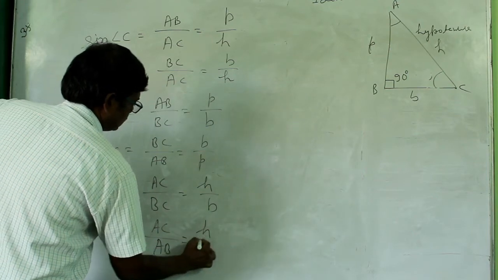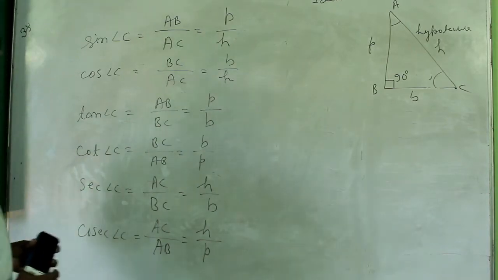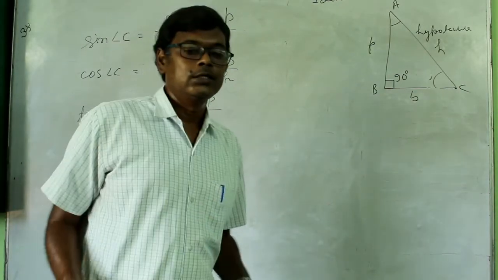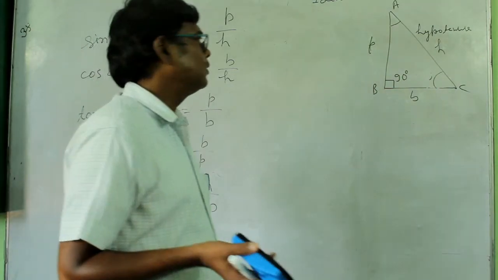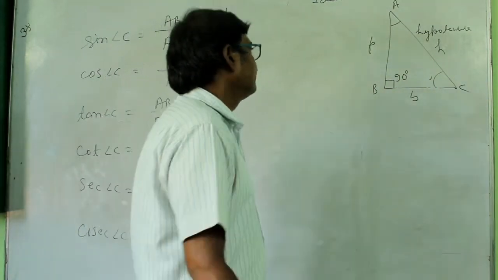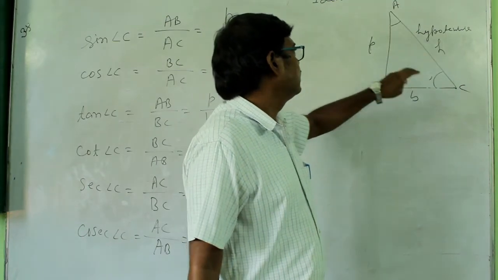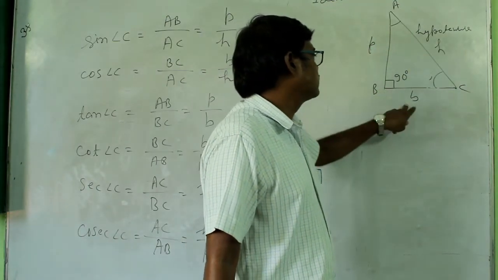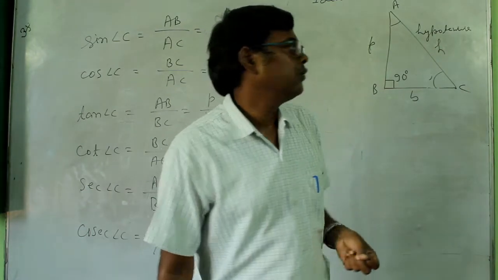So these are the 6 trigonometric ratios in this chapter, and these are very important. The point to be remembered is that the hypotenuse will remain the same, but the perpendicular and base interchange depending on which angle we have taken.